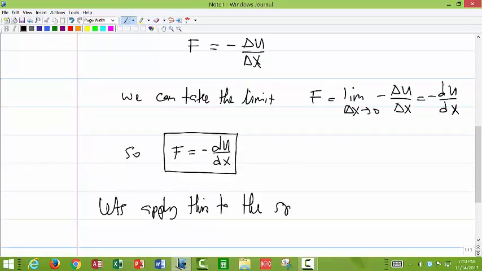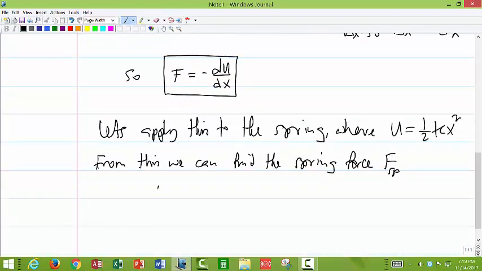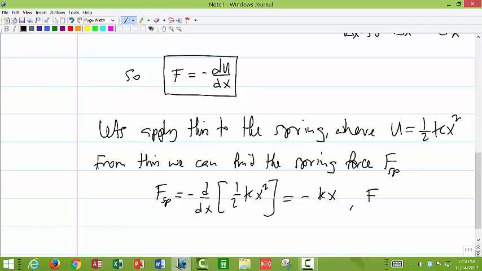Let's apply this to the spring, for example, where the potential energy stored in the spring is equal to half k x squared. So let's say that the spring force F spring is therefore equal to minus d/dx of half k x squared. So this can be written as minus, and then take the derivative, it's going to be equal to minus kx. Okay, just like what we always had. So the spring force is equal to minus kx.